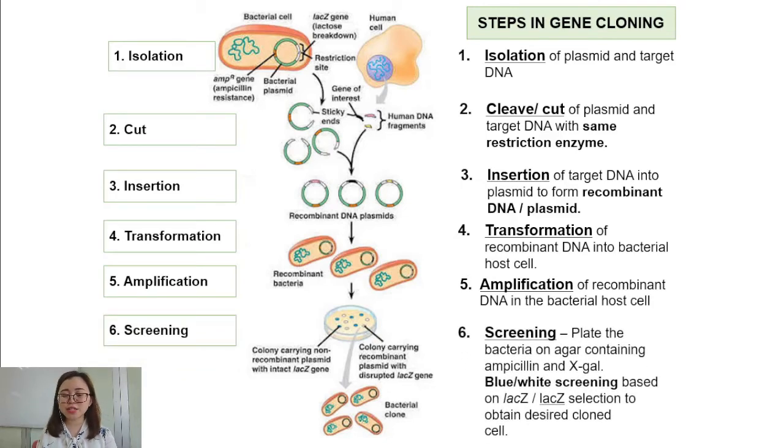And last but not least, it is screening. Screening is choosing which ones are the ones we want. So during screening, we will plate the bacteria on agar plate containing ampicillin and X-gal, and we will do blue-white screening based on lacZ selection to obtain our desired cloned cell. But don't worry if you're confused now. We're going to learn about each of these steps in detail after this.